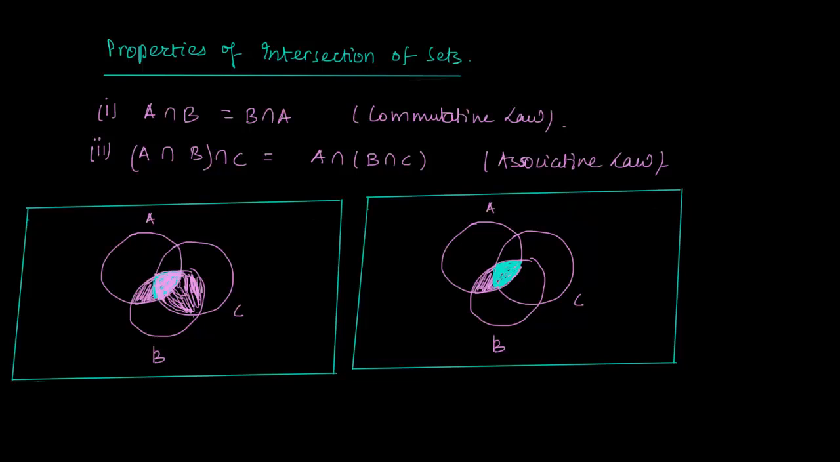B and C is that. I've taken the intersection, and obviously this is not there. So this is not there when I am trying to find out B intersection C. It is only so much, right? It is only so much.